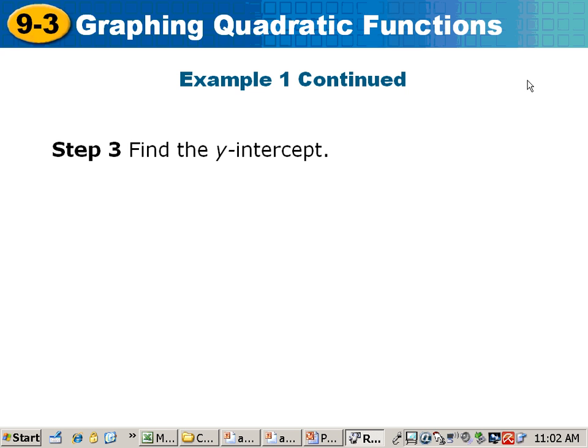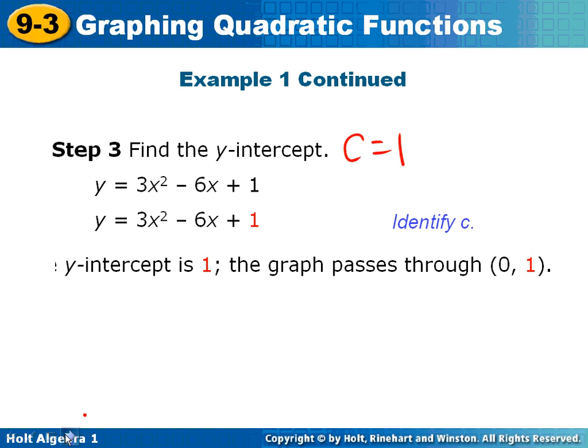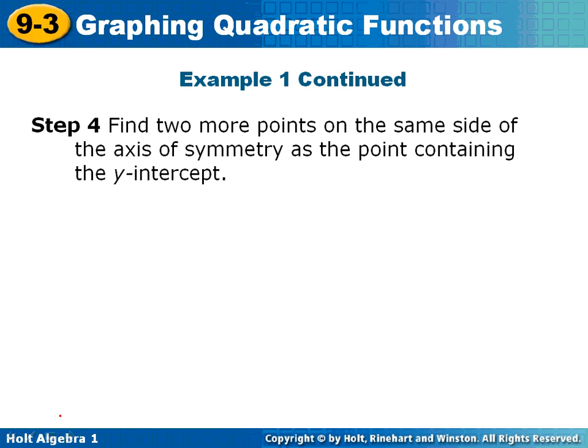Now I need to find the y-intercept. What was the y-intercept? What was c? 1. So c equals 1. So my y-intercept should be 1. Okay, now see how sometimes you can write 1 or you can write 0, 1? Whatever's convenient. Okay, now we need to find 2 more points on the same side of the axis of symmetry.